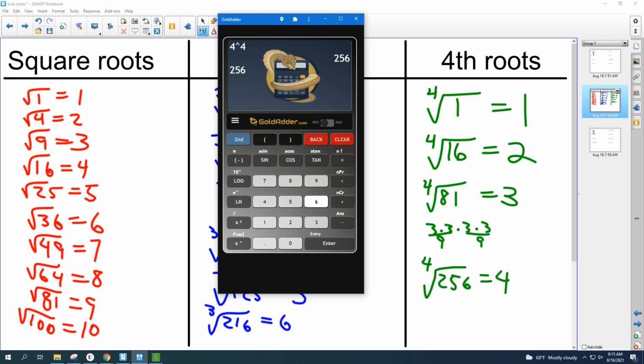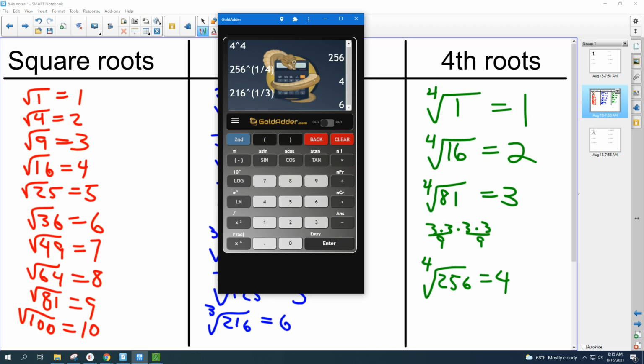So I would say 256 to the, and then I want to enter a 1/4, but in order to do a fraction, you need parentheses. So I think that's the easiest way to do it because they're all the same at that point. If I wanted to do the third root of 216, I'd say 216 to the 1/3 power. And that's going to be 6, okay?